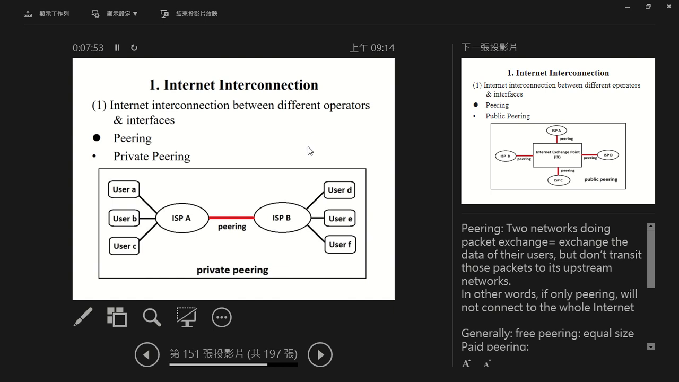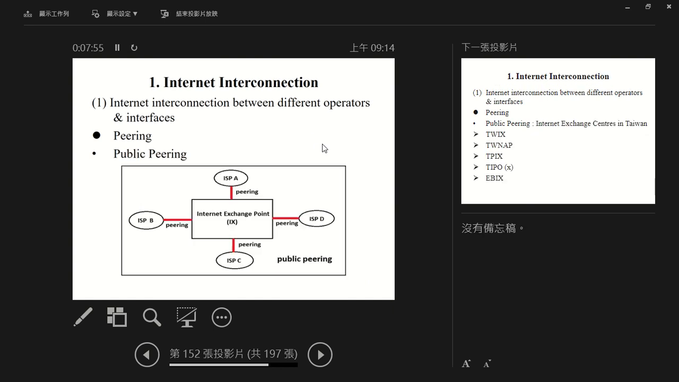And the second kind of peering is called public peering. It means to set up an internet exchange center or an internet exchange point, and allows different ISPs to do the peering process with the center, and the internet traffic can be exchanged in this exchange point.